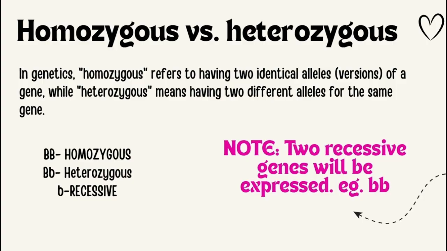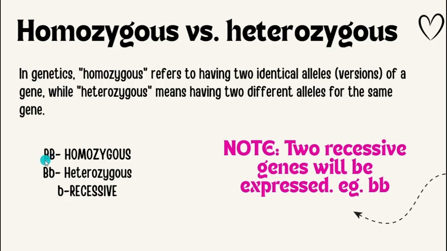Okay, now if we're talking about genes, they can also be homozygous and they can also be heterozygous. So we said before that the recessive gene is not expressed unless there are two of them together, right? So if a big B is before the little b, that little b is not going to be expressed, right? So homozygous, which means same, means that two alleles or two genes are both the same.